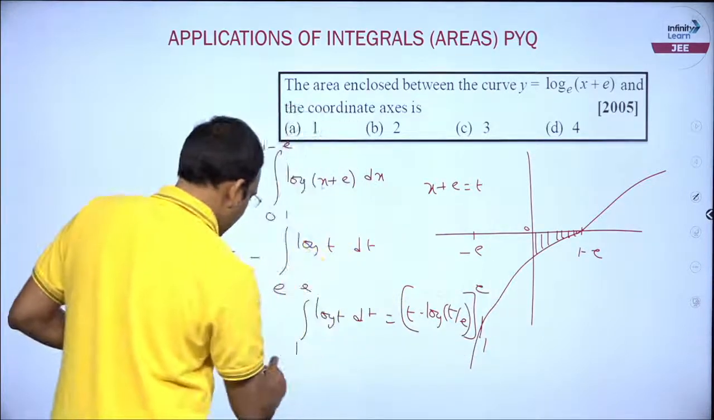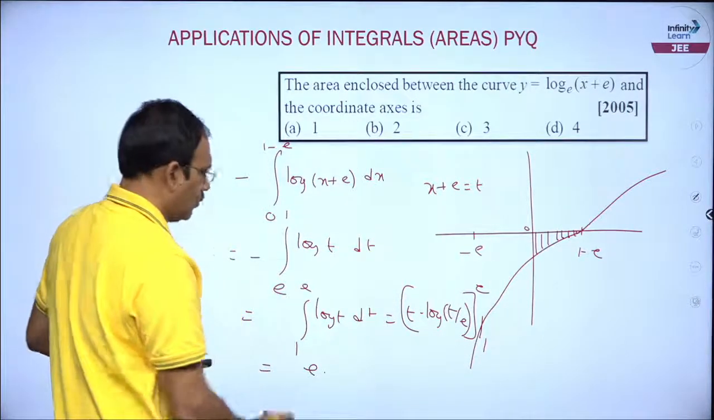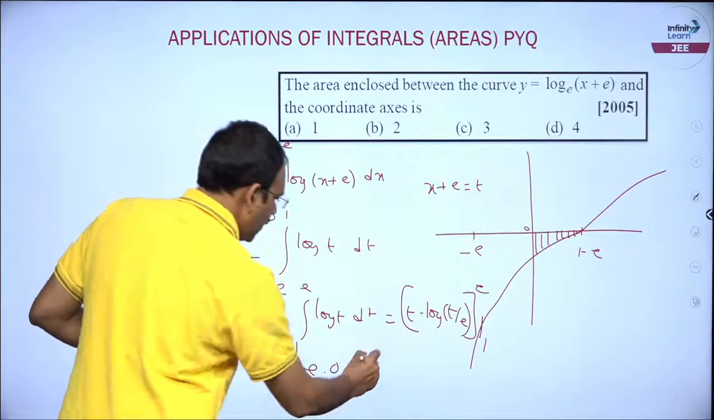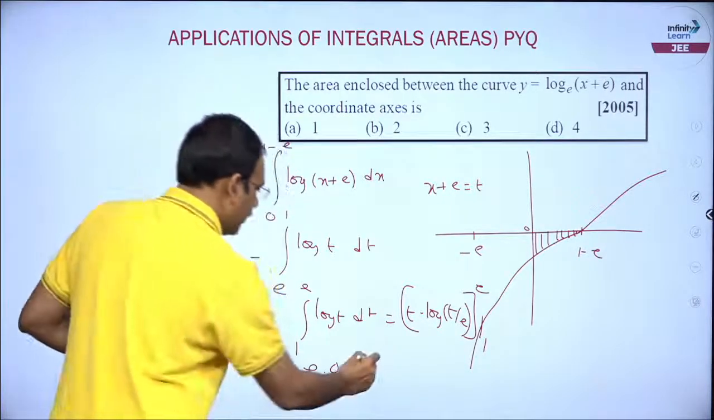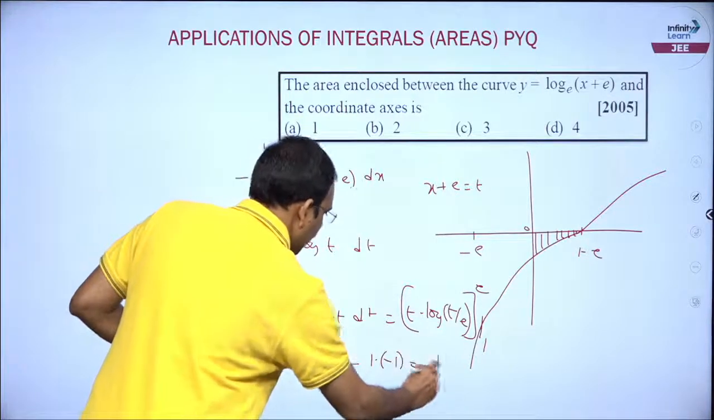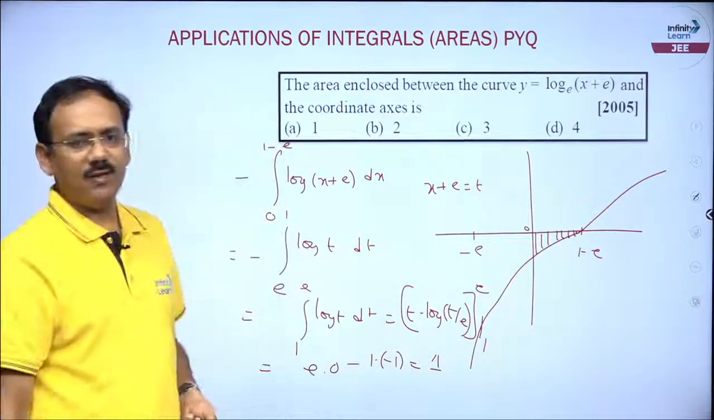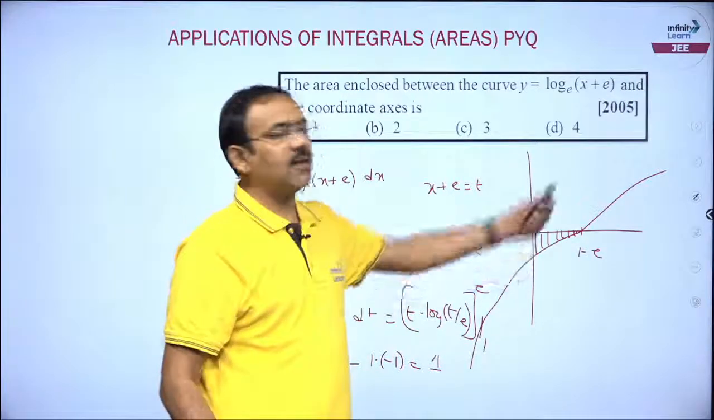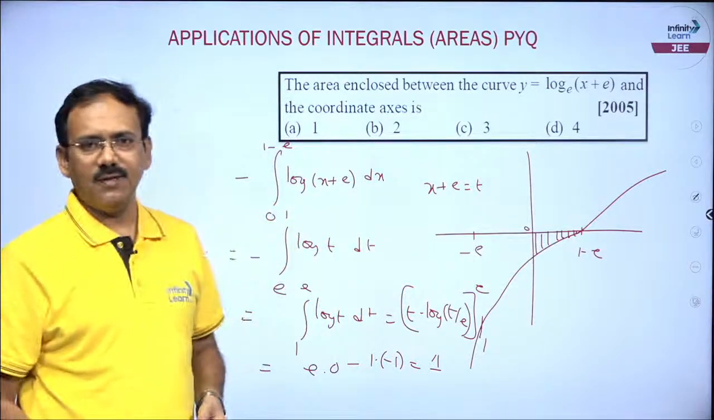You just apply the limit: e into log 1 is 0, minus 1 into log 1 by e becomes minus 1. So the final answer is 1, that is all. The only difficult part in this problem, dear students, is drawing the graph of log of x plus e, right.